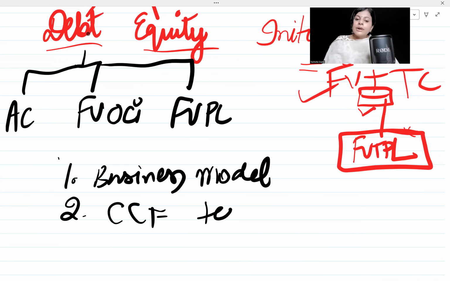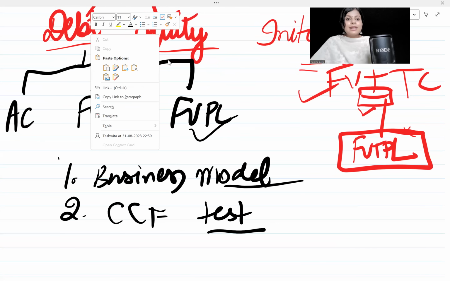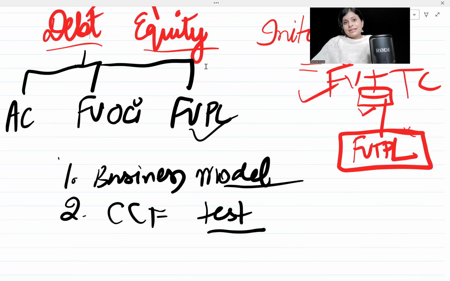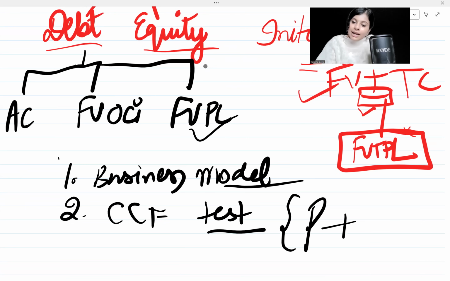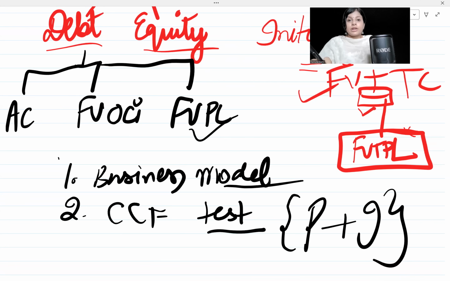If you have met the CCF test, then only you move to the business model. If you have not met the CCF test, then you go for fair value through P&L, which basically means that each reporting date, my asset will be taken to fair value with the gain or loss being reported in P&L. Now, what in the world is this CCF test? If you have given a loan to someone, you are going to receive principal and interest just in cash, only in cash. There will be no in-kind consideration.